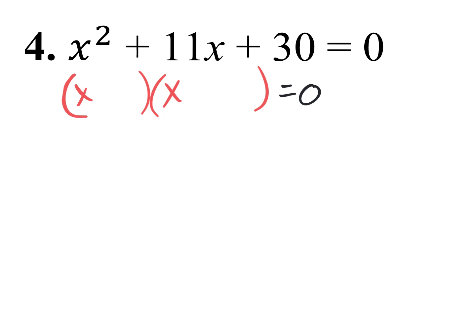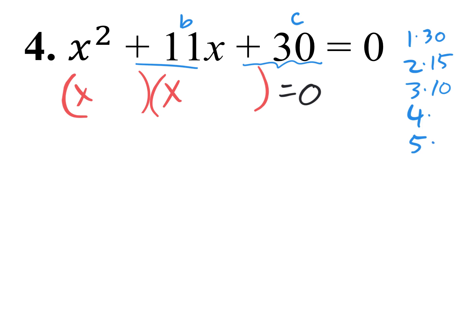But right here, when you think what times what is 30, that if you combine together is the b value 11, go ahead and make a list of the multiples of 30. That could be 1 times 30, 2 times 15, 3 times 10, 4 times doesn't work, 5 times 6. Those are all the different pairs of numbers that I can multiply together to give me 30. And which of those pairs of numbers, when I combine them, gives us the middle value, positive 11? It'd be 5 and 6. Perfect. And you don't even have to change any signs. That's just a positive 5 and a positive 6.